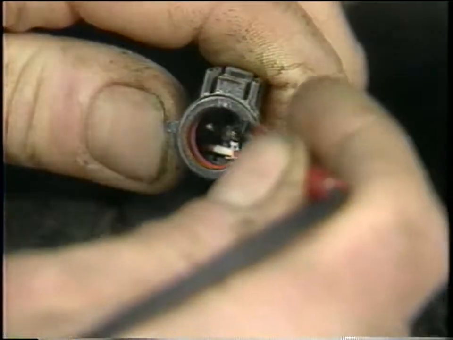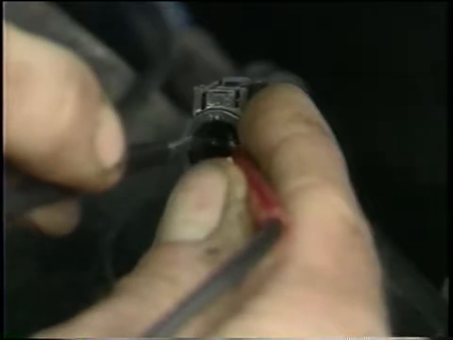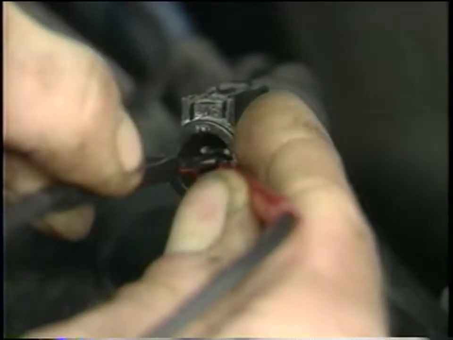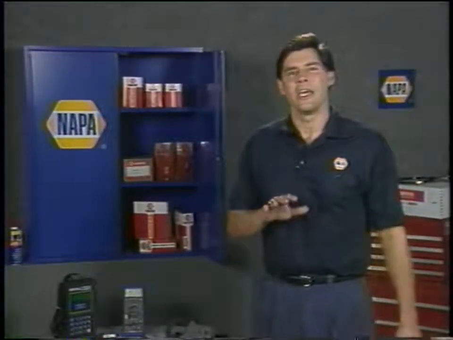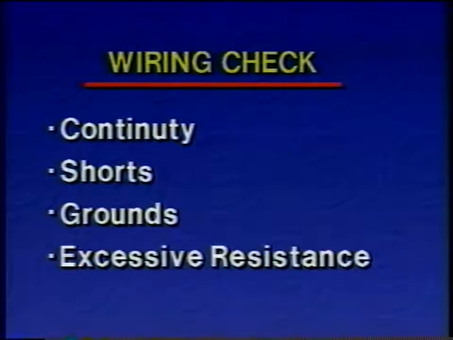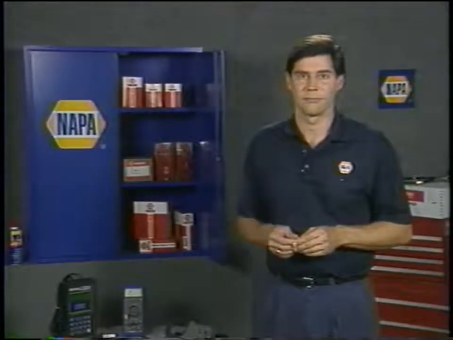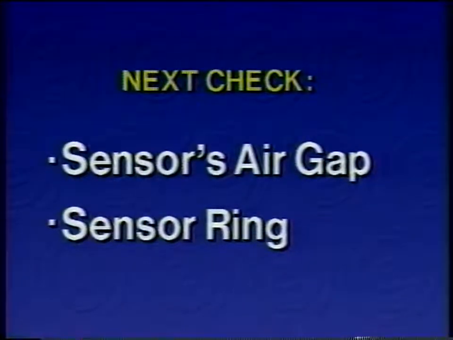If the circuit reads open or resistance is out of specifications, the next step is to unplug the sensor and check its resistance. If the sensor's resistance is too high or too low, it's assumed to be defective and needs to be replaced. If the sensor checks out okay, however, then the wiring should be checked for continuity, shorts, grounds, or excessive resistance. If no sensor or wiring problems are found, the sensor and wiring are okay, and the problem is elsewhere. The next logical items to check are the sensor's air gap and the sensor ring.